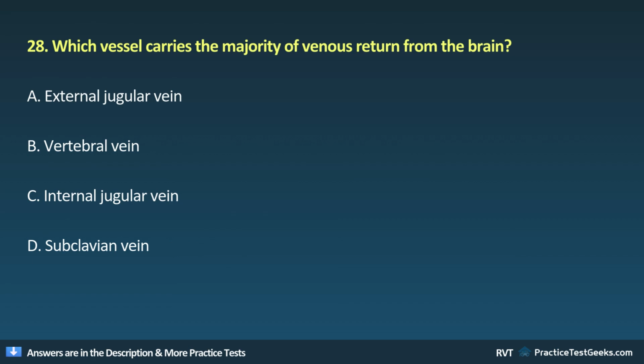28. Which vessel carries the majority of venous return from the brain? A. External jugular vein. B. Vertebral vein. C. Internal jugular vein. D. Subclavian vein.